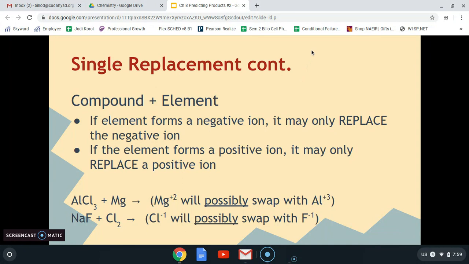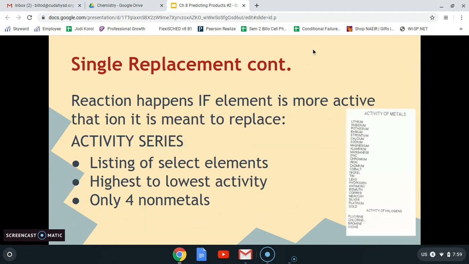Notice I also say possibly swap. We don't know yet. We have to check that activity series. Note I just gave you a little snapshot of what it looks like. You'll want to use the one in your packet. It'll be much easier to read. But the only way that this is going to happen is if the single element is higher on that list than the one it's going to replace. There are only 4 nonmetals on this one. They are listed at the bottom. We're going to keep it simple that way in terms of the changing out of negative ions.